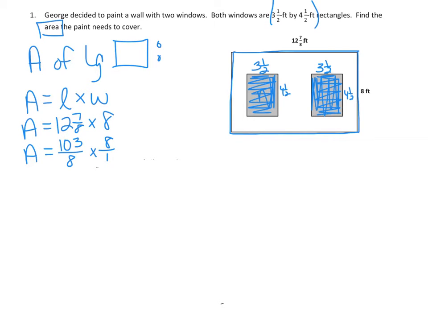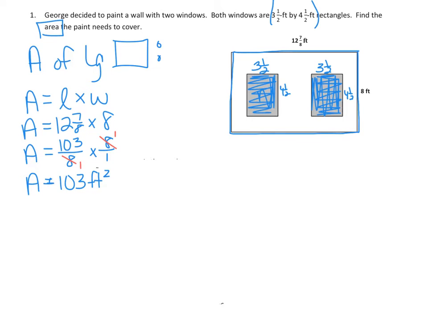I love when it looks like this because notice I have an 8 in the numerator and an 8 in the denominator, which makes both of those 1 because they cancel each other out. So now my area is really easy to solve because 103 times 1 and 1 times 1 is 103. And this is feet and its area, so it's square feet. So I found the area of the large rectangle.